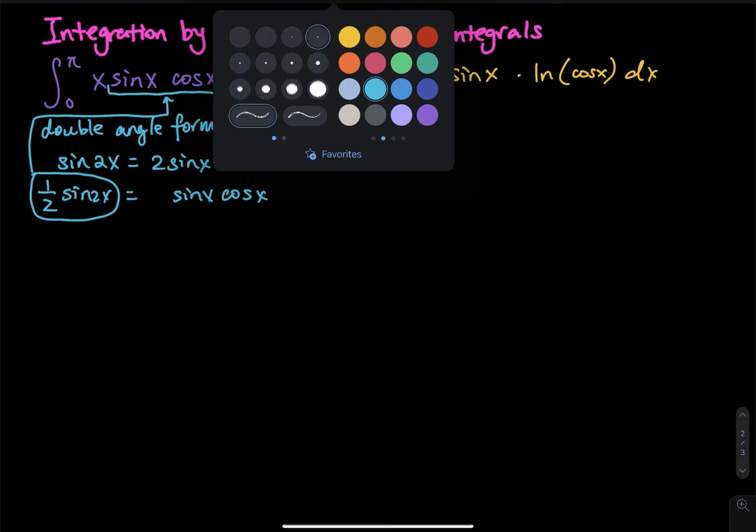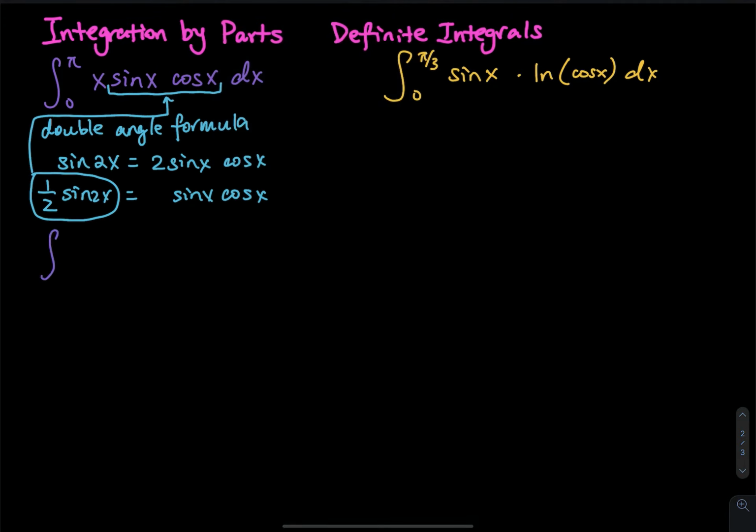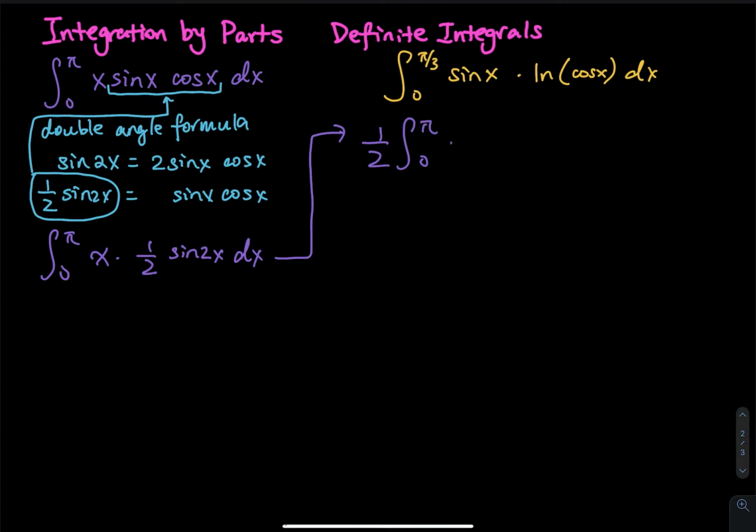Now let's rewrite the given integral. From 0 to pi, we have x times 1/2 times sine of 2x dx. Then let's bring the 1/2 out. Let's just use the whole page. When I bring the 1/2 out, we have from 0 to pi, x times sine of 2x dx.